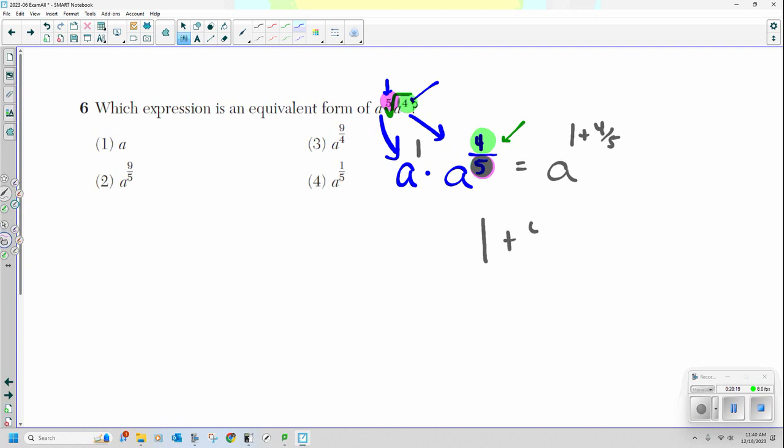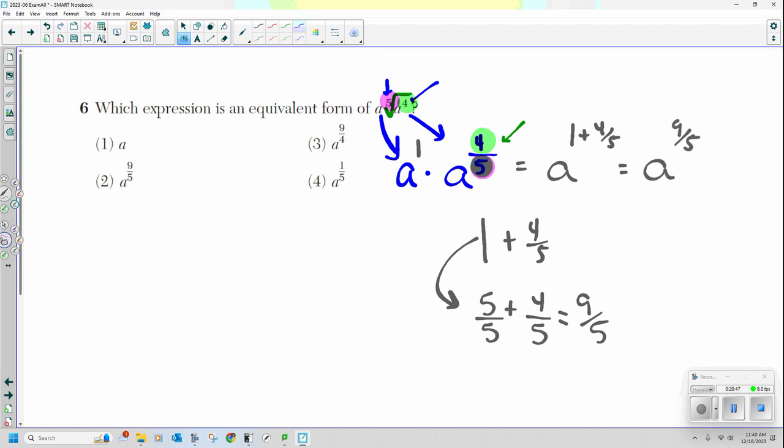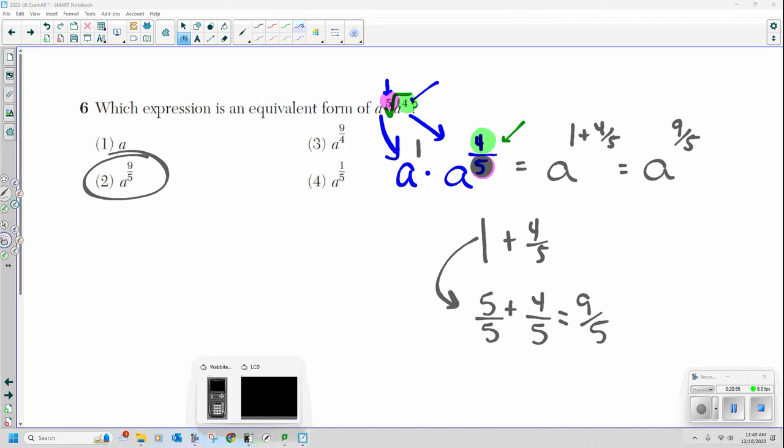Okay, 1 plus 4/5. I need to have my denominators be the same when I combine them. So how do I write 1 as a fraction with a 5 on the bottom? I put a 5 on the top. Isn't 5 over 5 1? It is. Now I can add these easily. 5 over 5 plus 4 over 5 is 9/5. So a to the 9/5. That is the same exact expression. And here we go, it's choice 2.